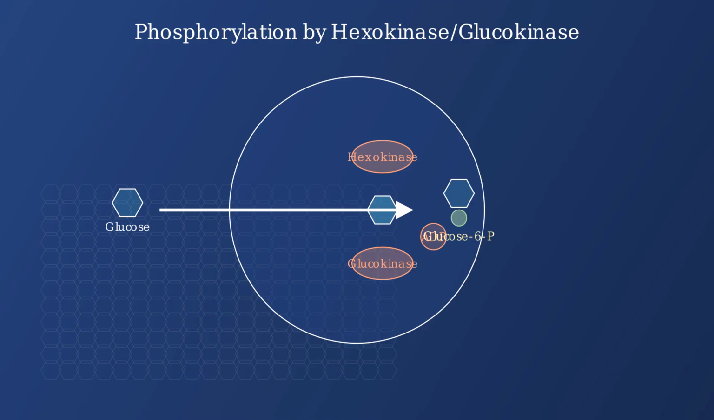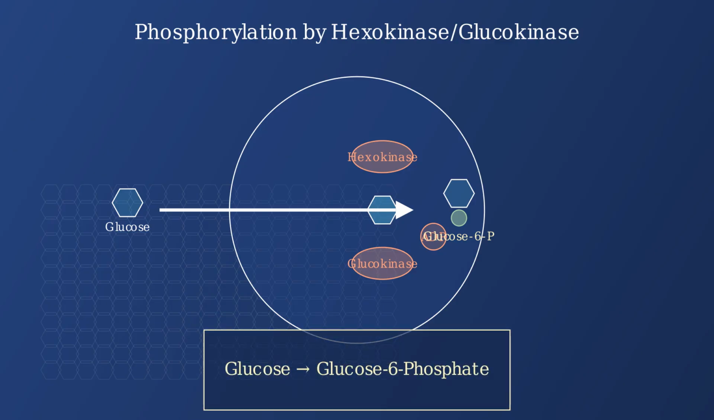To summarize, phosphorylation converts glucose to glucose 6-phosphate, trapping it inside the cell and preparing it for the next steps in glycogenesis. In the next step of glycogenesis, glucose 6-phosphate will be converted to glucose 1-phosphate.